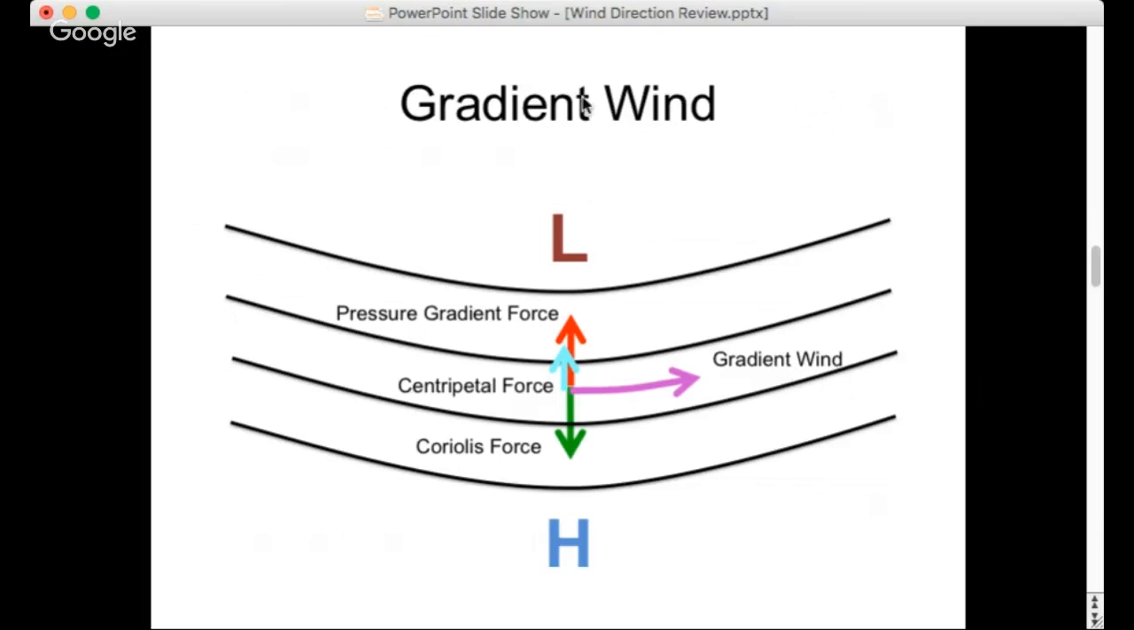Now, in reality, the isobars and lines of constant height are not straight, they're curved. And that's the case where we call this a gradient wind. So a gradient wind is a type of geostrophic wind. And the only difference here is that we have an additional force. That's called the centripetal force. And that's directed towards the center of curvature here.